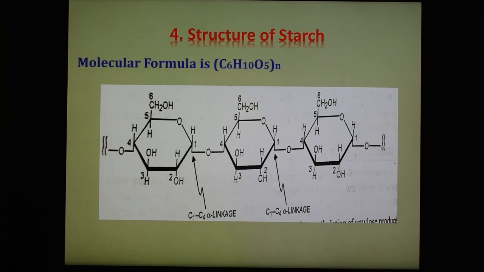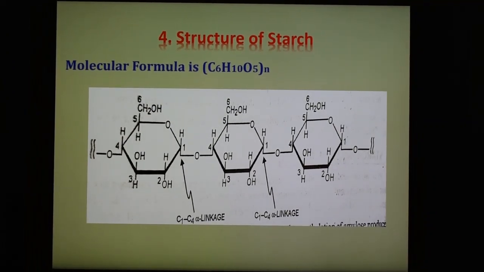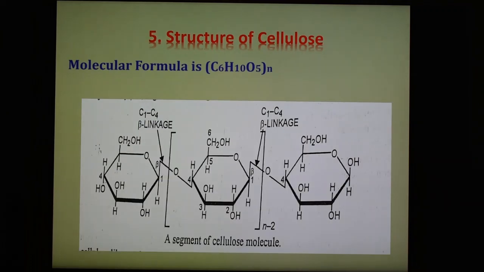This structure of starch is supported by the fact that complete methylation of starch produces the maximum trimethyl substitution product. X-ray analysis also supports the structural analysis, and it looks like a helix structure or a complex structure like that. So this is the structure for starch, which looks like a helix. Another is cellulose, and cellulose also has a similar type of structure.